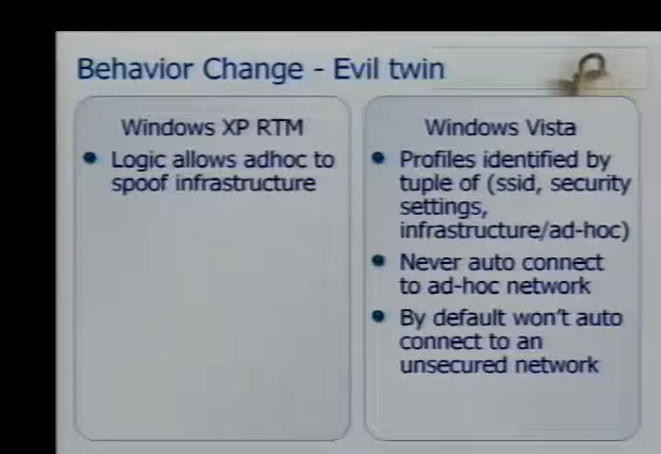Evil twins are really similar. You try to spoof someone onto ad hoc, lure them onto ad hoc with an infrastructure name. Again, we never auto-connect to ad hoc networks anymore. That's one change. And the second change is we have tighter coupling in terms of networks identified not simply by the name, but by a tuple of SSID, what the security settings are, and whether it's infrastructure or ad hoc mode.